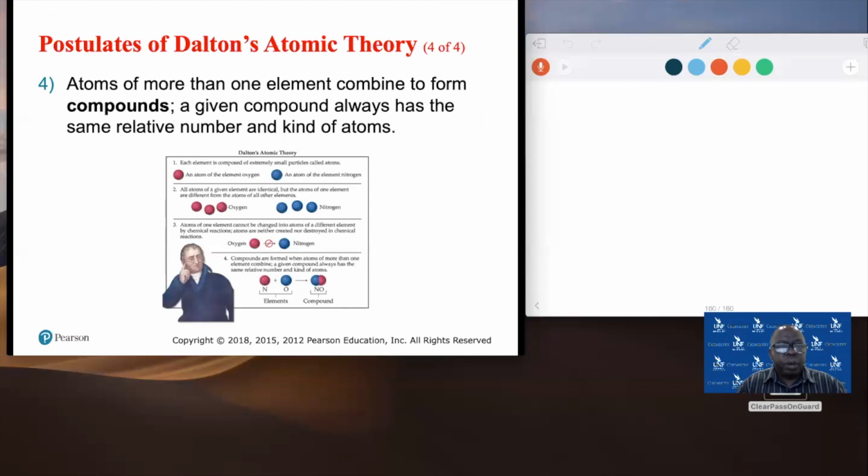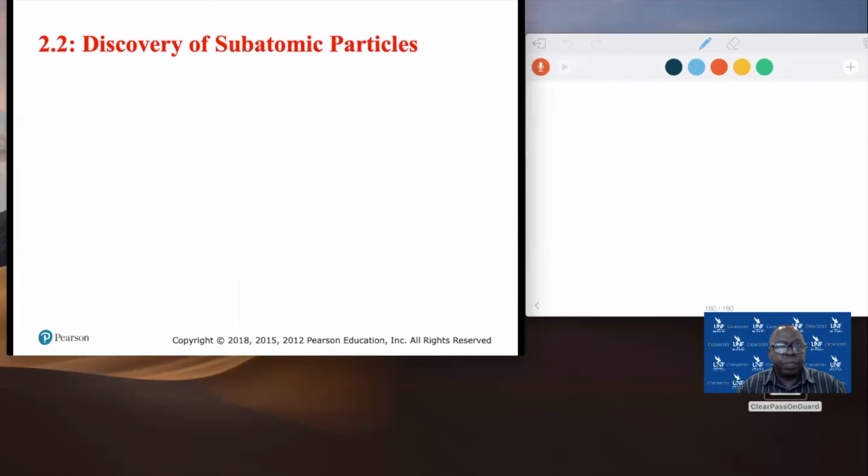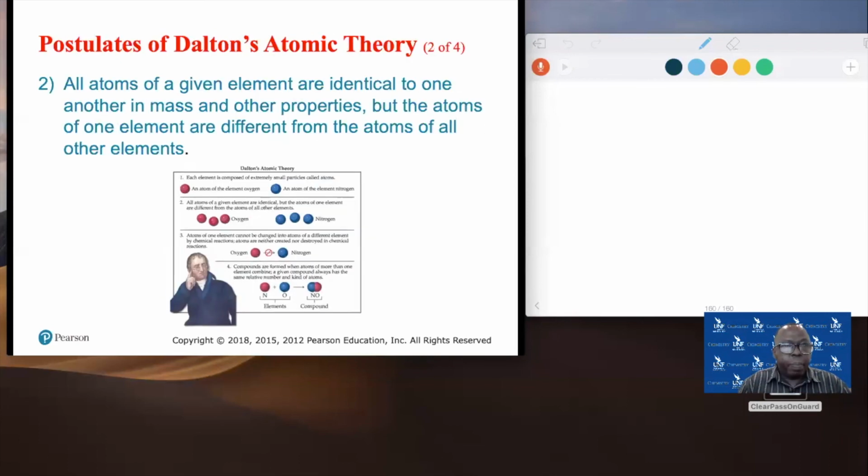Atoms of more than one element combine to form compounds. Of course, that's how it forms. H2O, for example: hydrogen and oxygen combine to form a compound. When we combine atoms of different elements, they form compounds. Now, let's see. The reason why this postulate number 2 is no longer valid is because we have what we call subatomic particles.